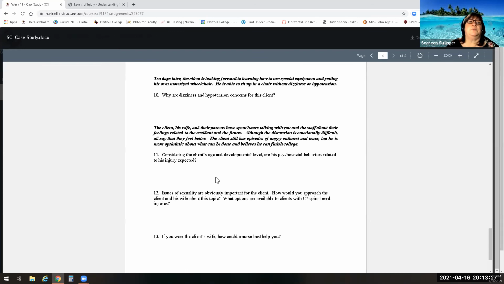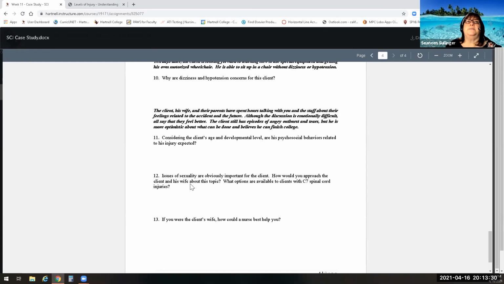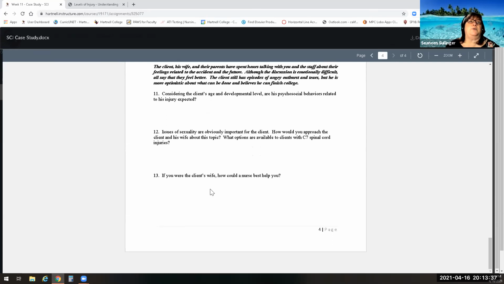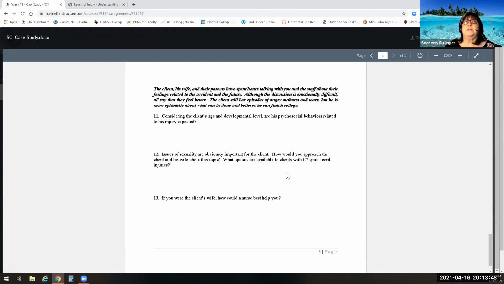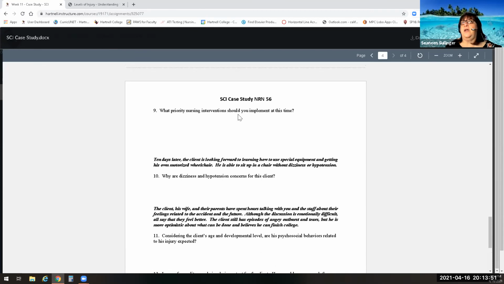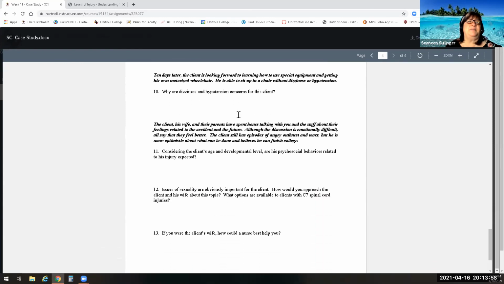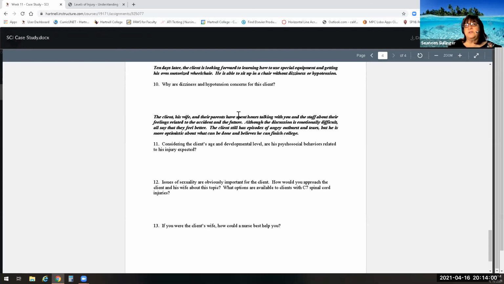And then you're going to have to research a little bit on your own approaching sexuality, like what are options available to clients with a C7 spinal cord injury? And then if you were the client's wife, how could a nurse best help you overall, right? If you were the wife, what would you want the nurse to do for you, how to help you? So does that make sense? I think you can pretty much get through 1 through 9, which we did in lecture, right? And then you guys can work on 10 through 13, again, small groups.